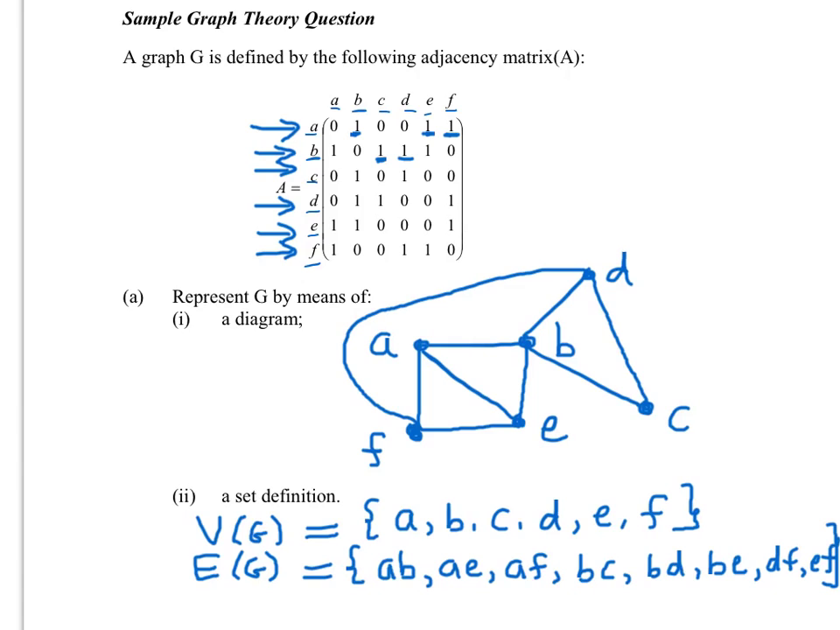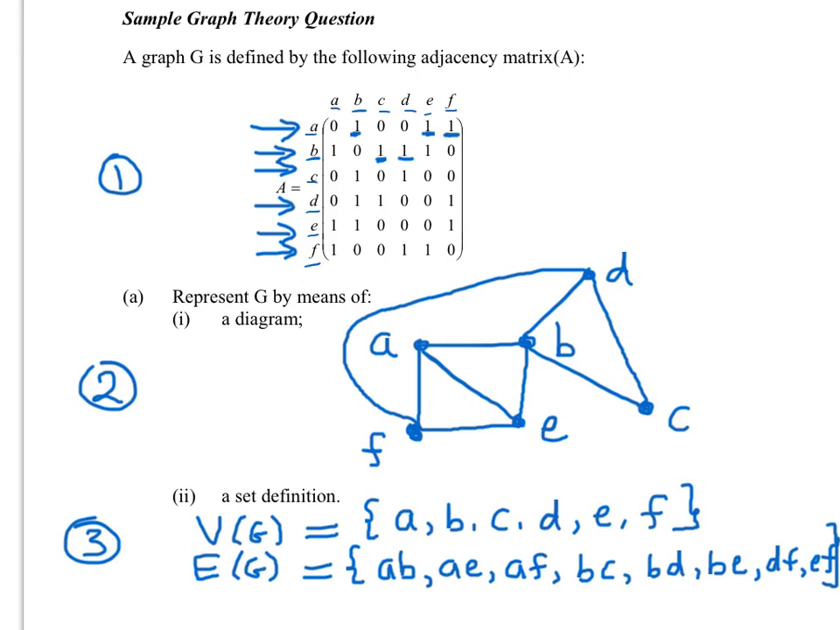So in conclusion, we have three separate ways in which we can define a graph. The first way was this here, the adjacency matrix. The second way was a diagram. And the third way was a set definition. And you should be familiar with all three definitions.